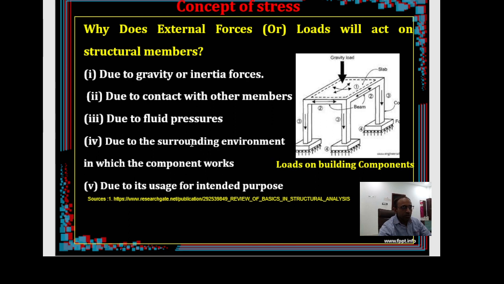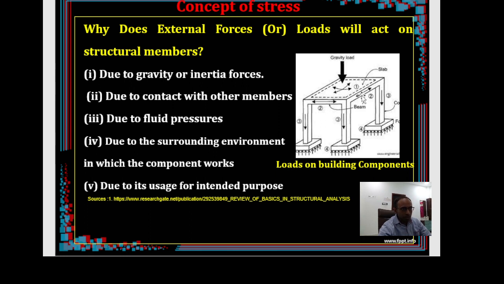For example, it may be due to contact with other members. The column here is subjected to load because it is in contact with the beam. Right? The load is coming from the beam onto the column. Or you take a beam that is in contact with the slab. From the slab, the beam is taking some load. Or it may be due to its own gravity, its own weight, because of which some external load is also acting.